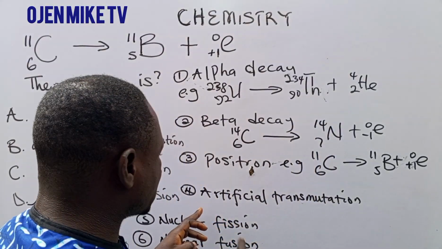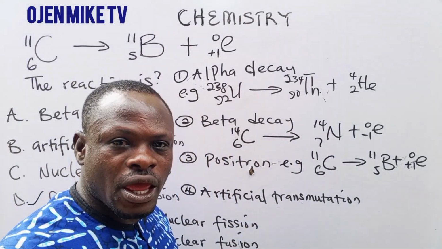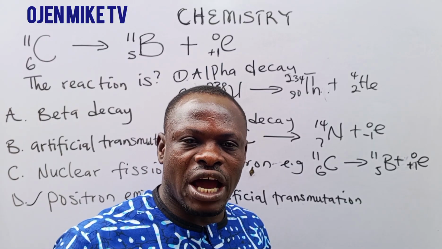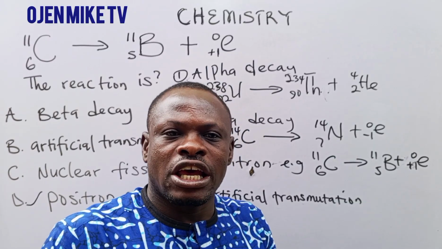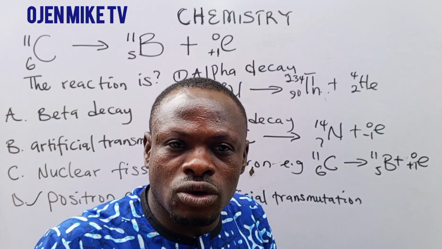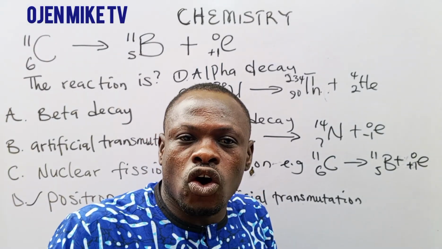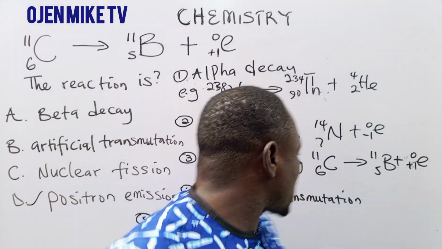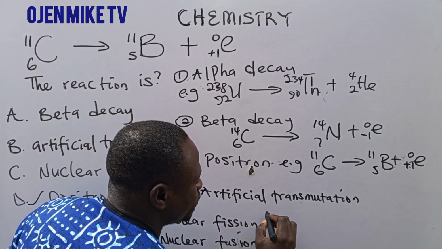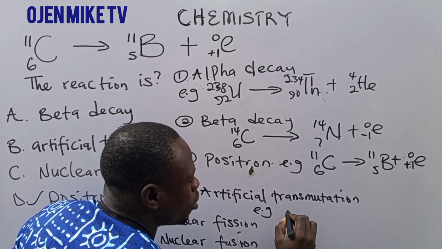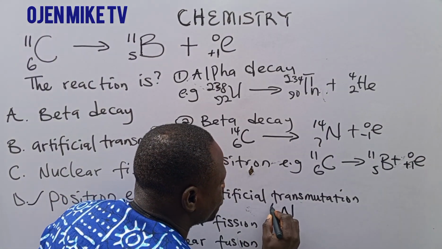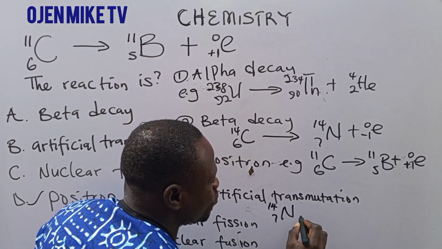Now let's go to artificial transmutation. Artificial transmutation has to do with when an unstable nucleus is being bombarded with a particle, which could be a helium particle, that is an alpha particle, or a neutron. Let's look at the example. We have nitrogen. Nitrogen has mass number 14, atomic number 7, plus what?